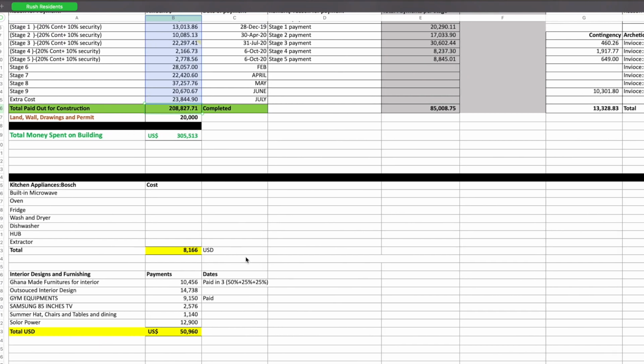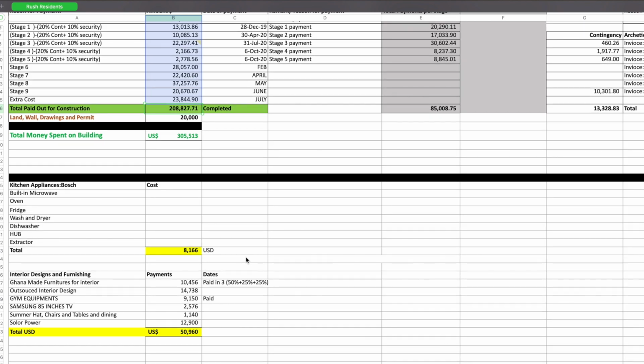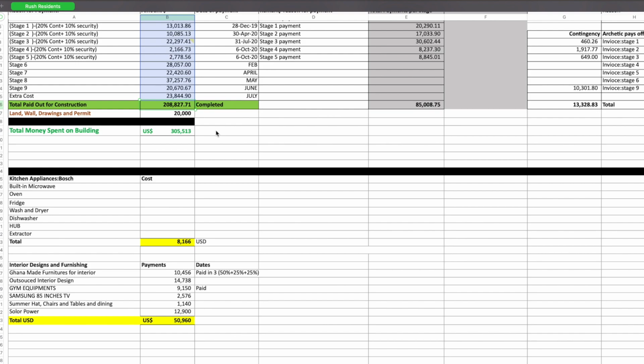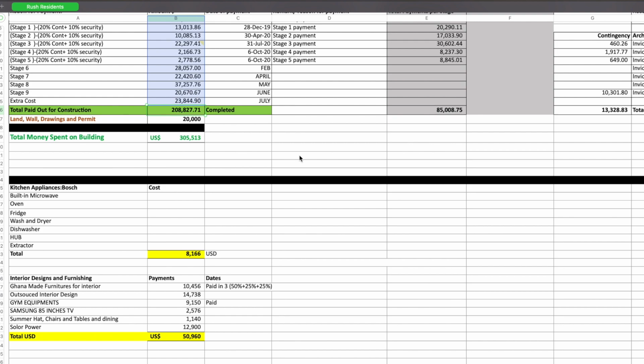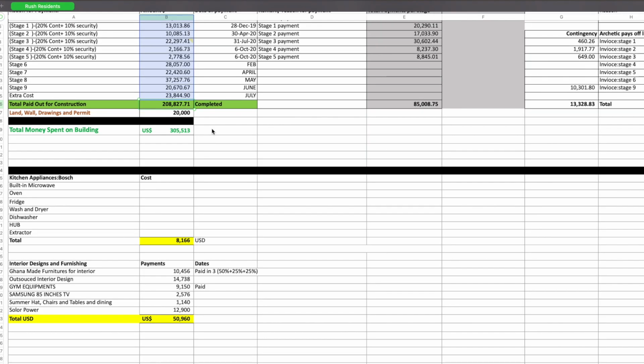And if you disregard all this furnishing down there, which has its own total of almost $51,000, then you can easily just take the $305,000 that you have here and subtract my 50,960 out of it, and there you have it. It's about $255,000 for construction if you exclude all the stuff that I have here.